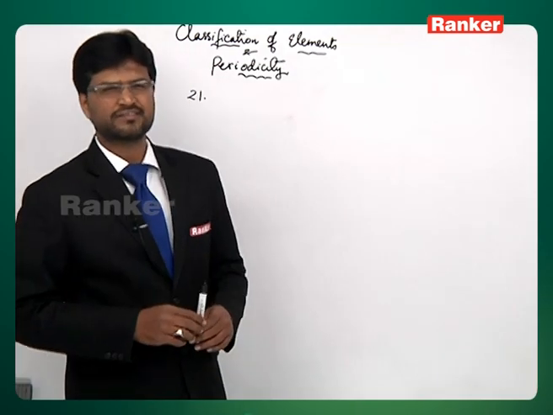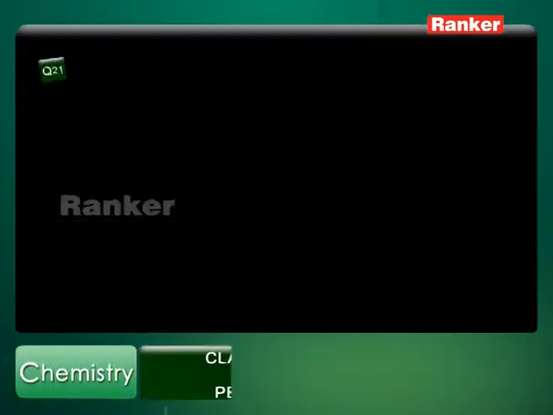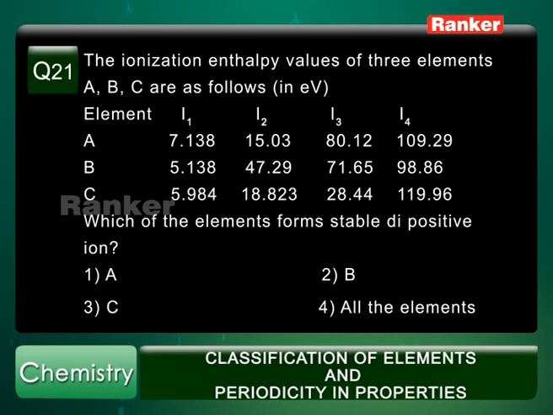Question number 21. The ionization enthalpy values of three elements A, B and C are as follows in electron volts. Element A: I1 is 7.138, I2 is 15.03, I3 is 80.12 and I4 is 109.29. You can realize that I2 and I3 differ largely. So, this element is expected to have two valence electrons.